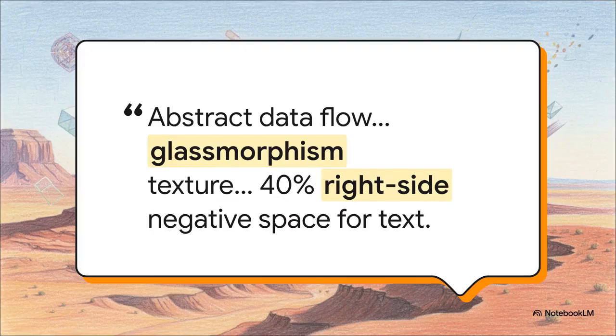So let's see what this looks like in the real world. Here's an actual prompt. The subject, abstract data flow network. The artistic style, isometric 3D render. The texture and lighting, glass morphism and volumetric lighting. And that critical layout constraint, 40% right side negative space for text. See how it follows that 4-part formula perfectly?